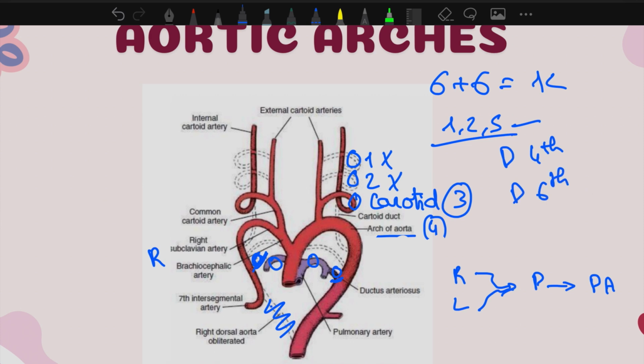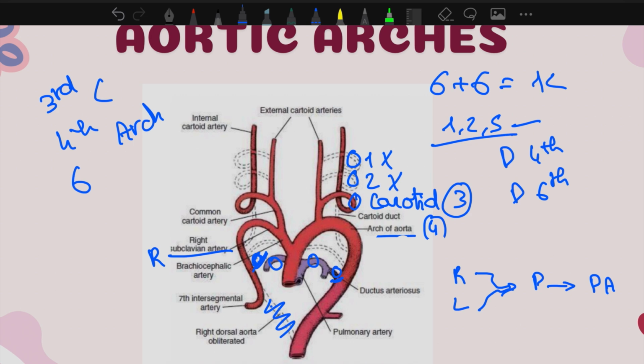Okay, and for the arteries that will persist, basically you have the third one, that will give the common carotid arteries. The fourth one will give the arch of aorta, and it's only on the left side, because on the right side the distal part will disappear, and it will give also the right subclavian artery. And finally, the sixth one will give the pulmonary arteries and the ductus arteriosus only on the left side, because on the right side it will disappear.